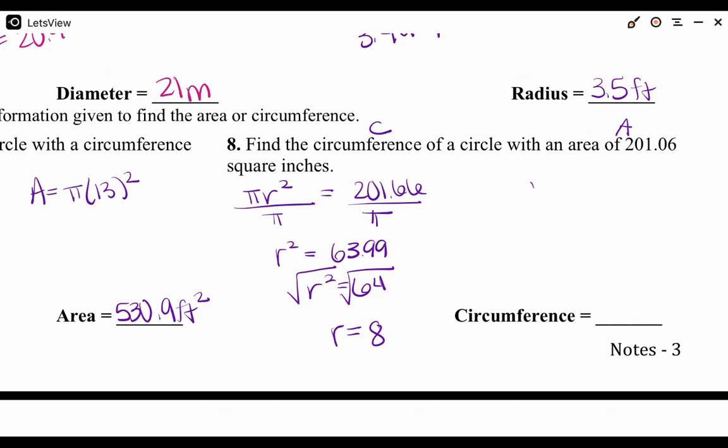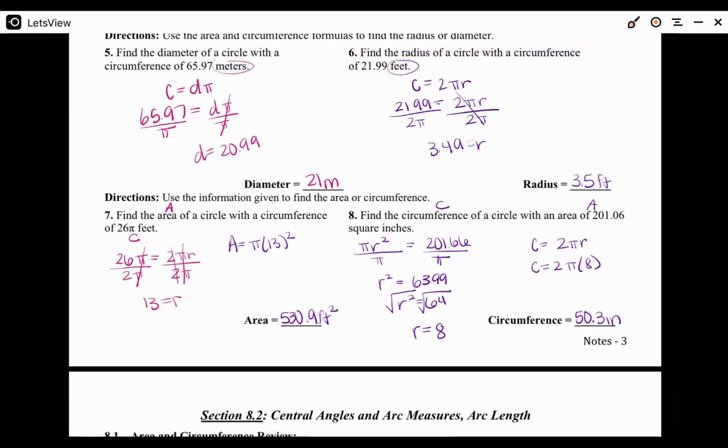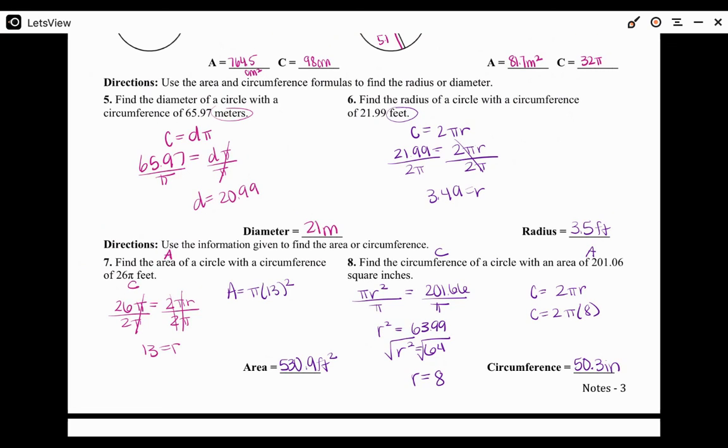Now I can find circumference. So circumference is 2 pi r. So circumference is 2 pi times 8. So plug that in your calculator. Our circumference is 50.3 inches. So just make sure we're using our labels. Okay, and that is the end of section 8.1.